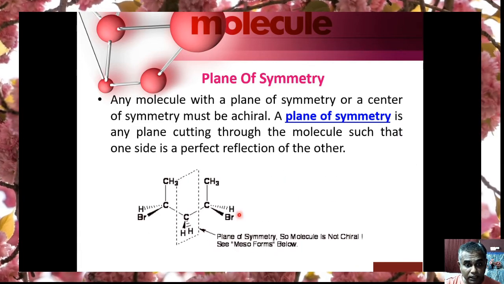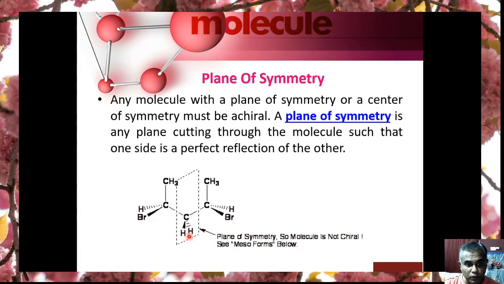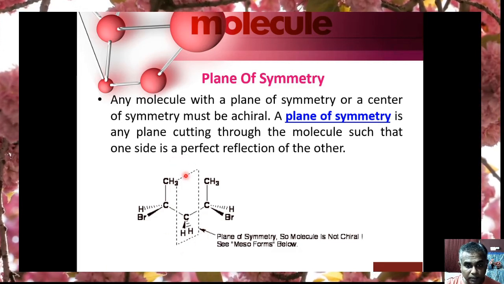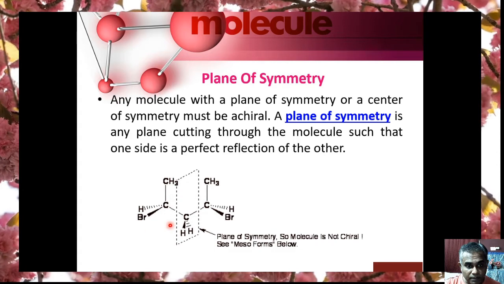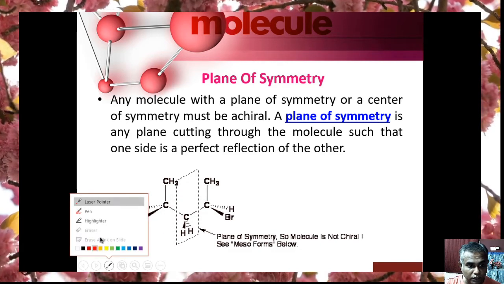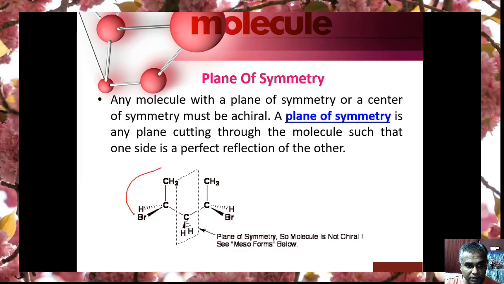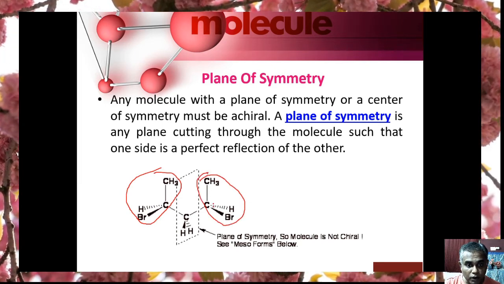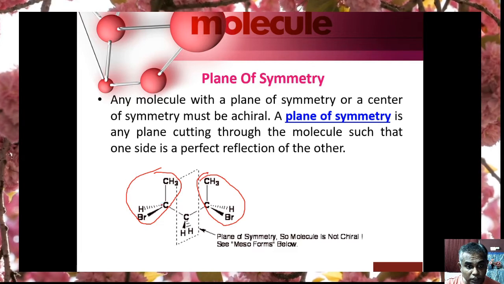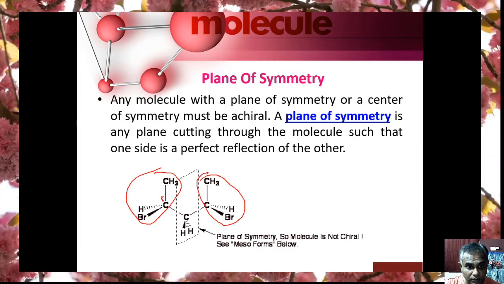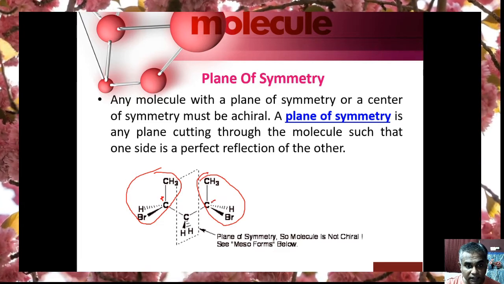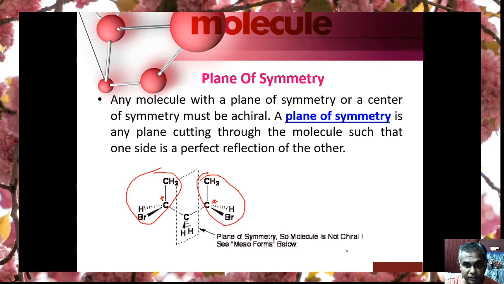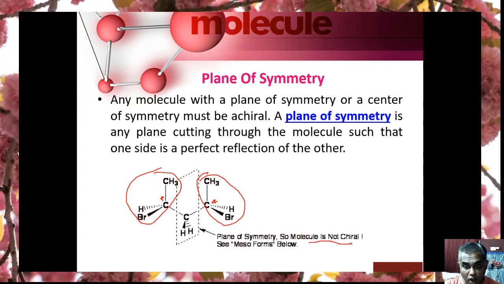If we take up this particular molecule, and if we put a sigma v, that is a vertical plane of symmetry, you can see this part of the molecule is exactly the mirror image of the other. Therefore, even though this molecule has two chiral carbons, this is a chiral carbon and this is another chiral carbon, still this molecule has a plane of symmetry. So the molecule is not chiral.